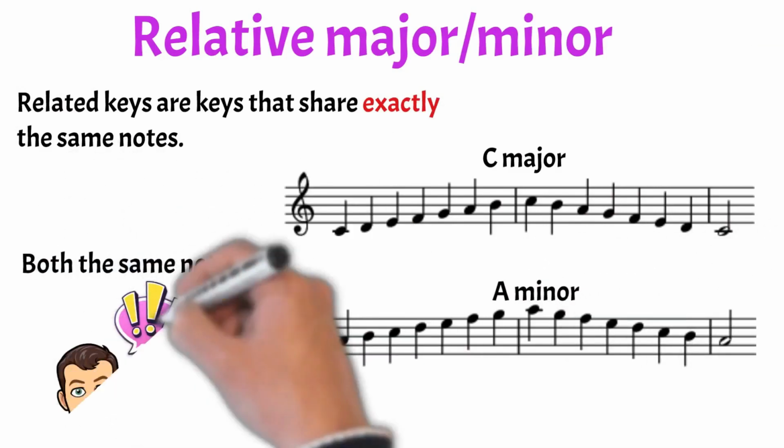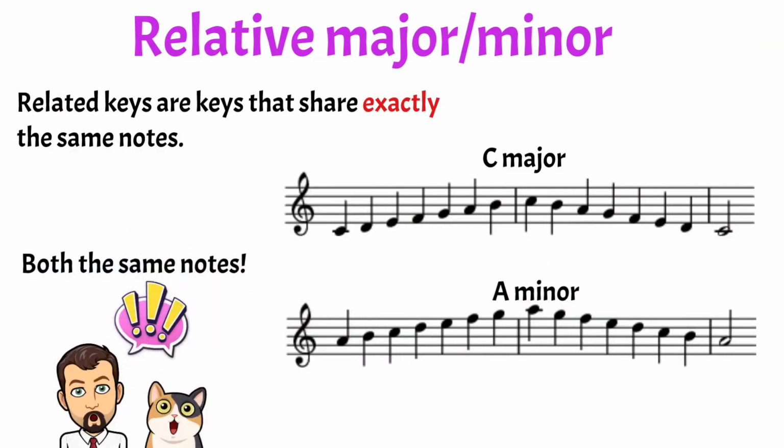Both share exactly the same musical notes, but both have different tonal centers, which is what gives them both their different unique sounds. The home center of C major is of course C, and the home center of A minor is of course A. Now let's take a look at the piece again and see how it jumps between these two relative keys.